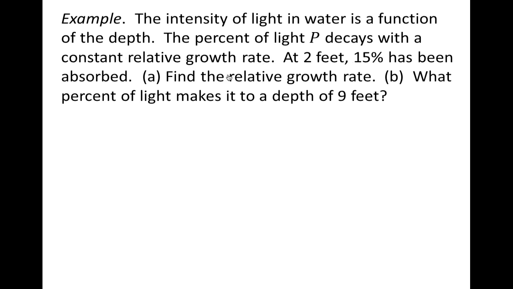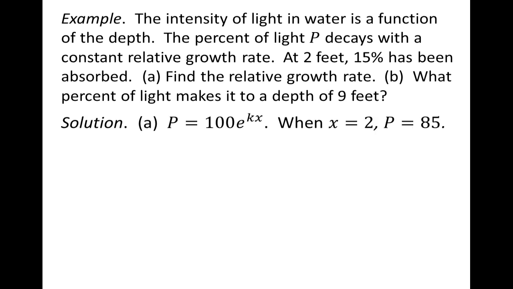Now, what do we mean by constant relative growth rate? That means if we take the derivative of the amount of light that remains, so that's dp dt, and divide it by the amount of light that remains. So we're taking the derivative divided by the amount. So dp dt divided by p, we're going to get a constant number, and that's called the constant relative growth rate. At 2 feet, 15% of the light has been absorbed. We're going to need to find the relative growth rate and then figure out how much light makes it to a depth of 9 feet.